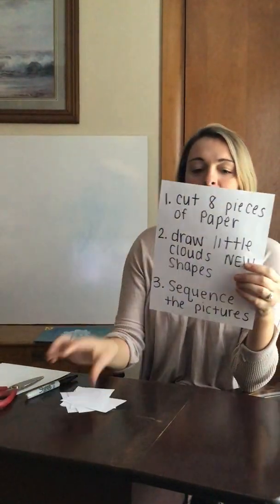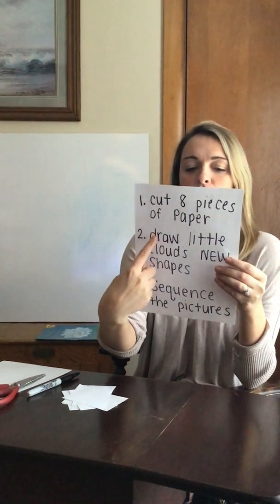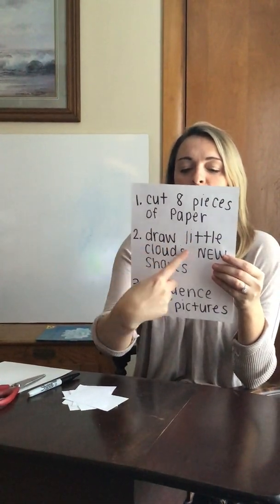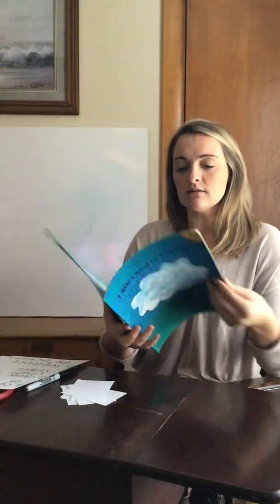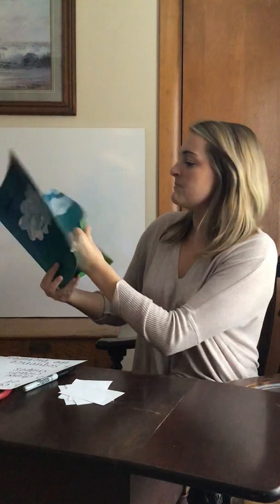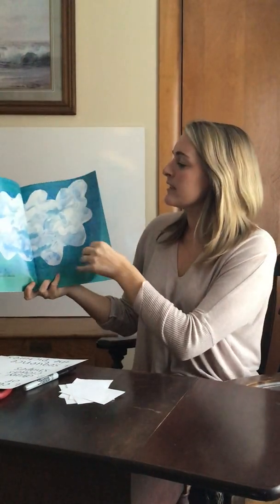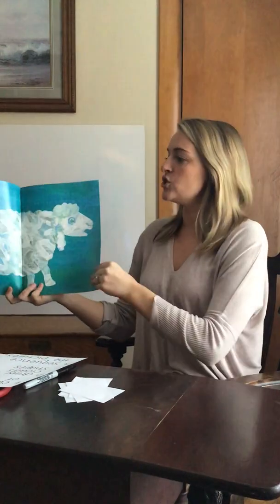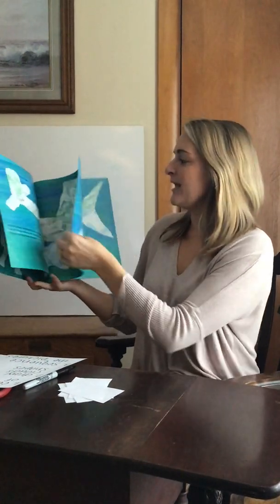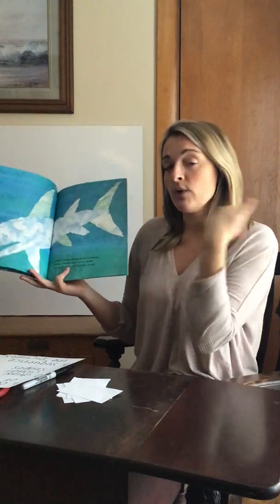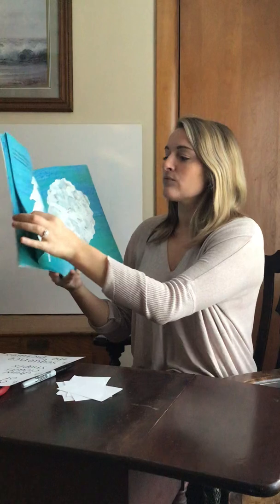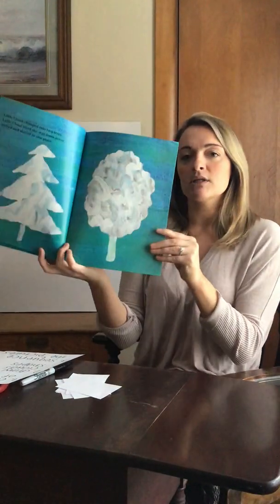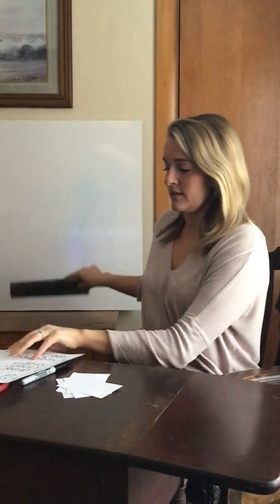Now, step number 2. On the pieces of paper, you are going to draw Little Cloud's new shapes. So throughout the whole story, Little Cloud is becoming different shapes. So he starts off as this cloud, turns into a sheep, turns into a plane, turns into a shark. So you have to remember or go back and listen to the story to draw all of the new shapes that Little Cloud turns into.